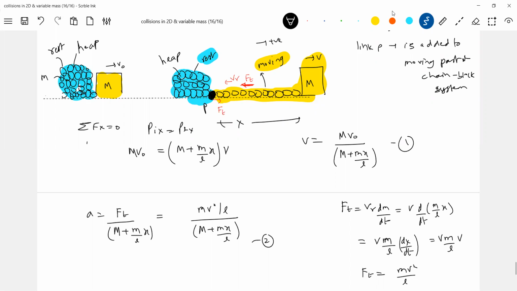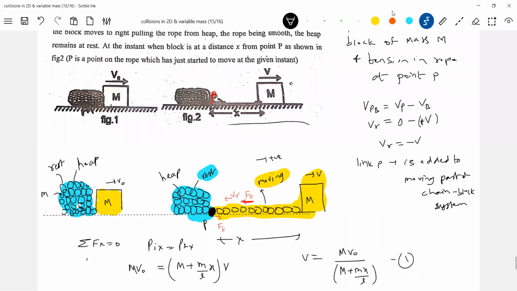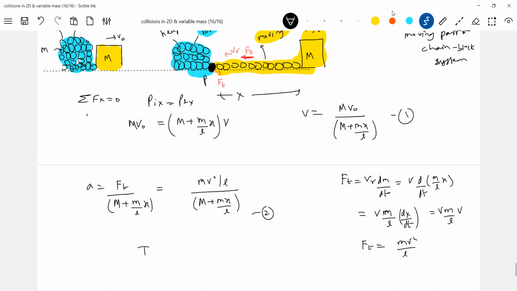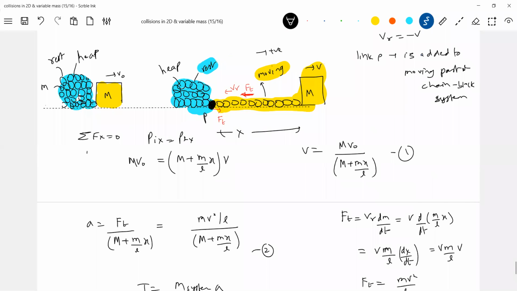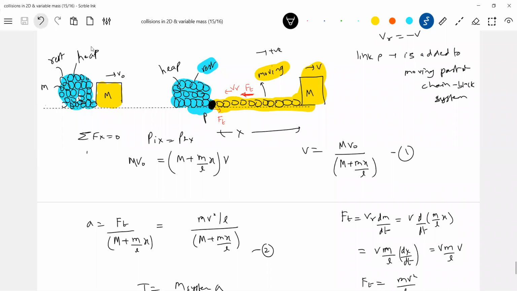Then what about the tension? Tension should be equal, T equal to ma again. The question is asking tension at the point P. Tension in the rope at point P, at this particular point. So the tension should be equal to the total mass of the moving system into acceleration. So different ways of asking all these questions for you. Variable mass concept is being asked in different ways.